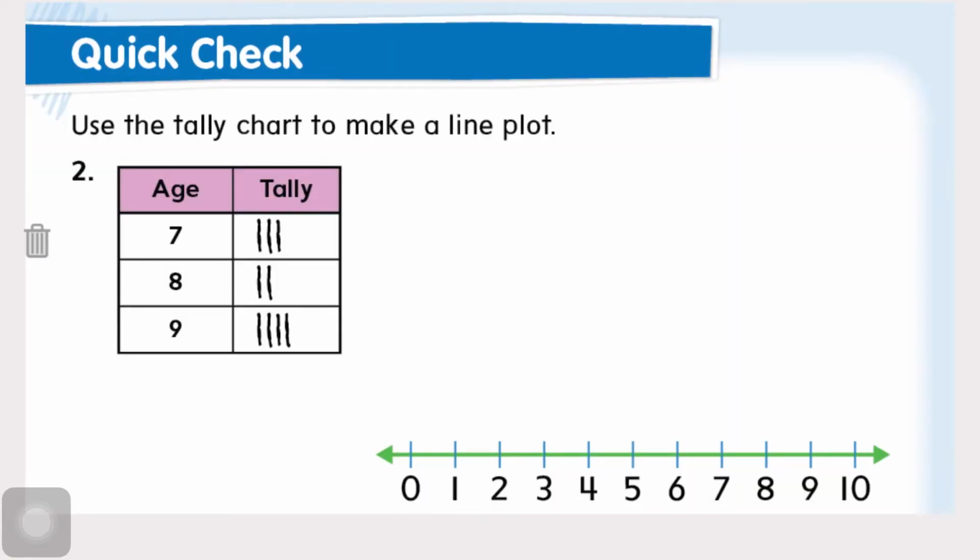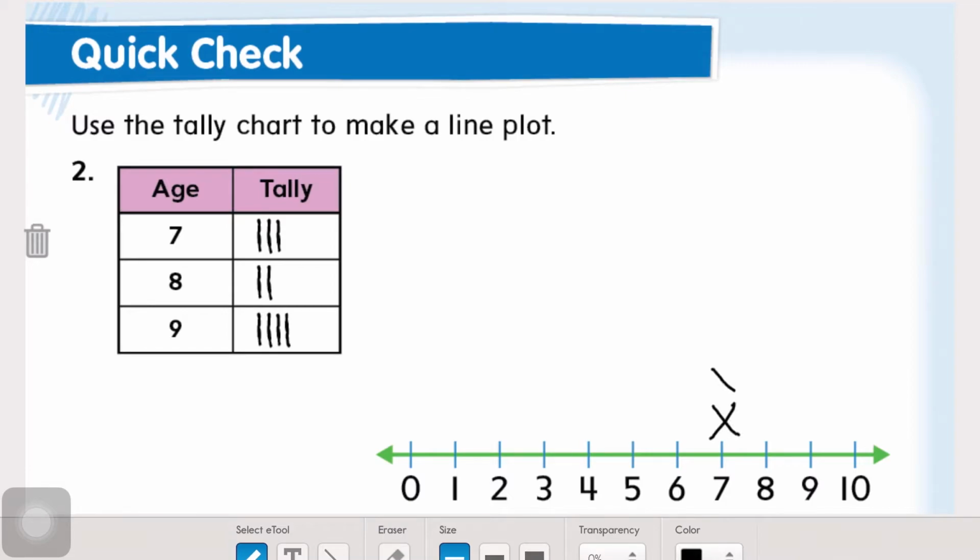Okay, let's do another one. Same thing, we're going to graph their ages. 3 are 7. 2 are 8. And 4 are 9. There's my completed line plot.